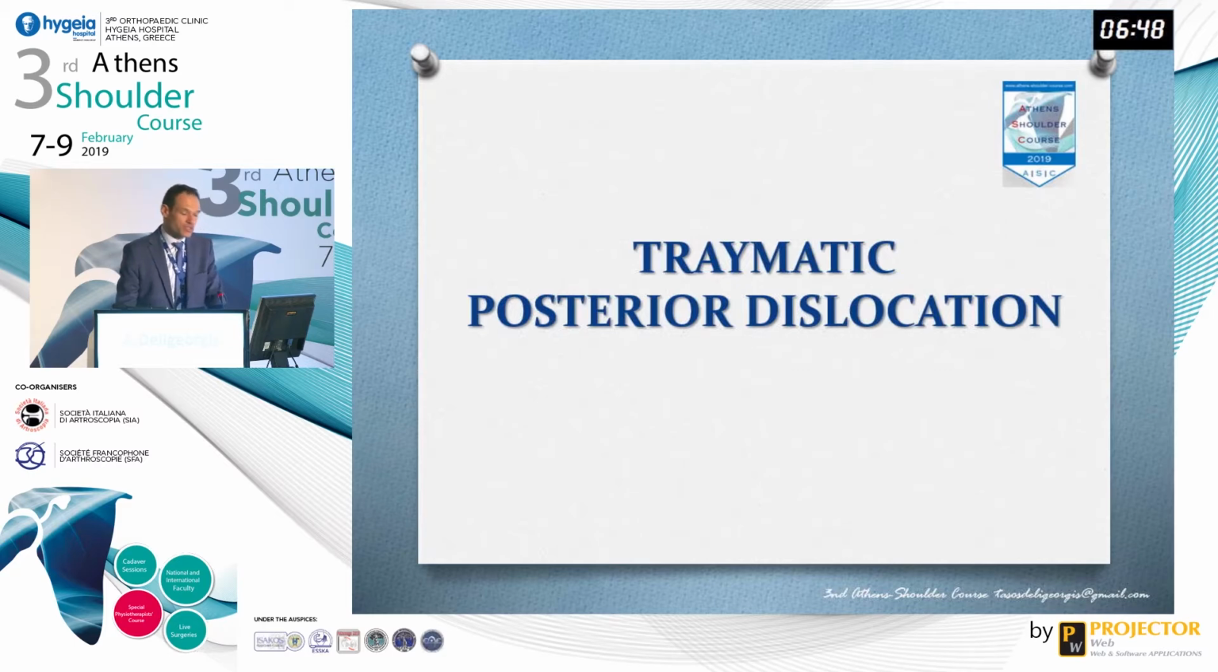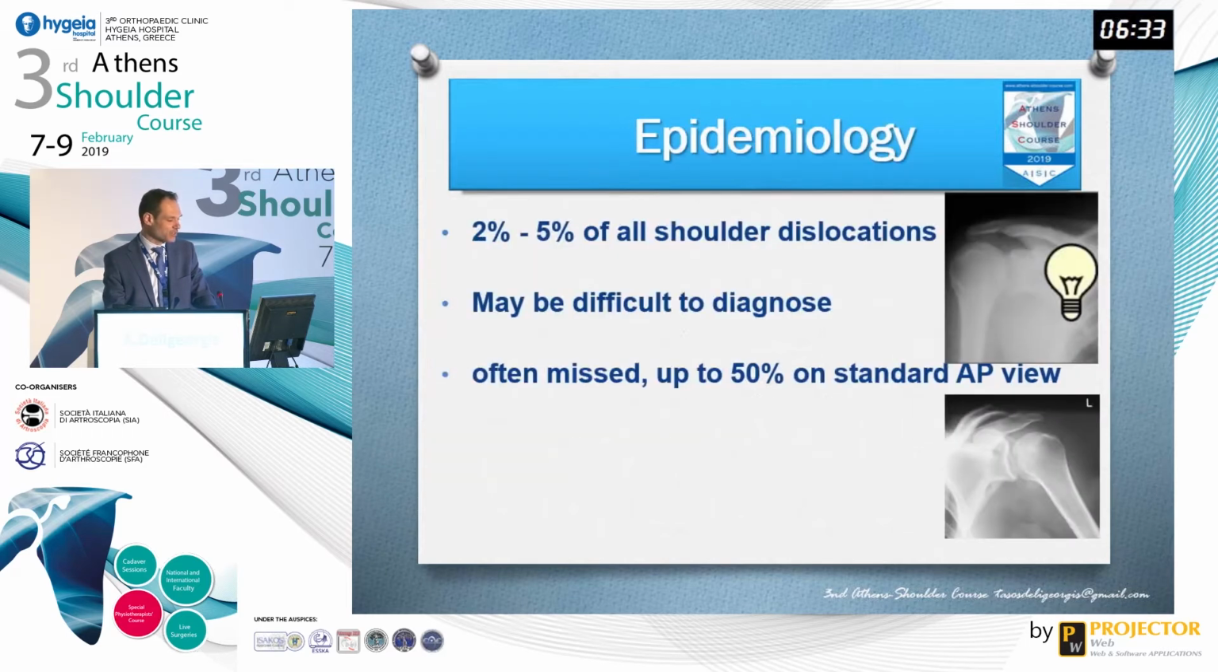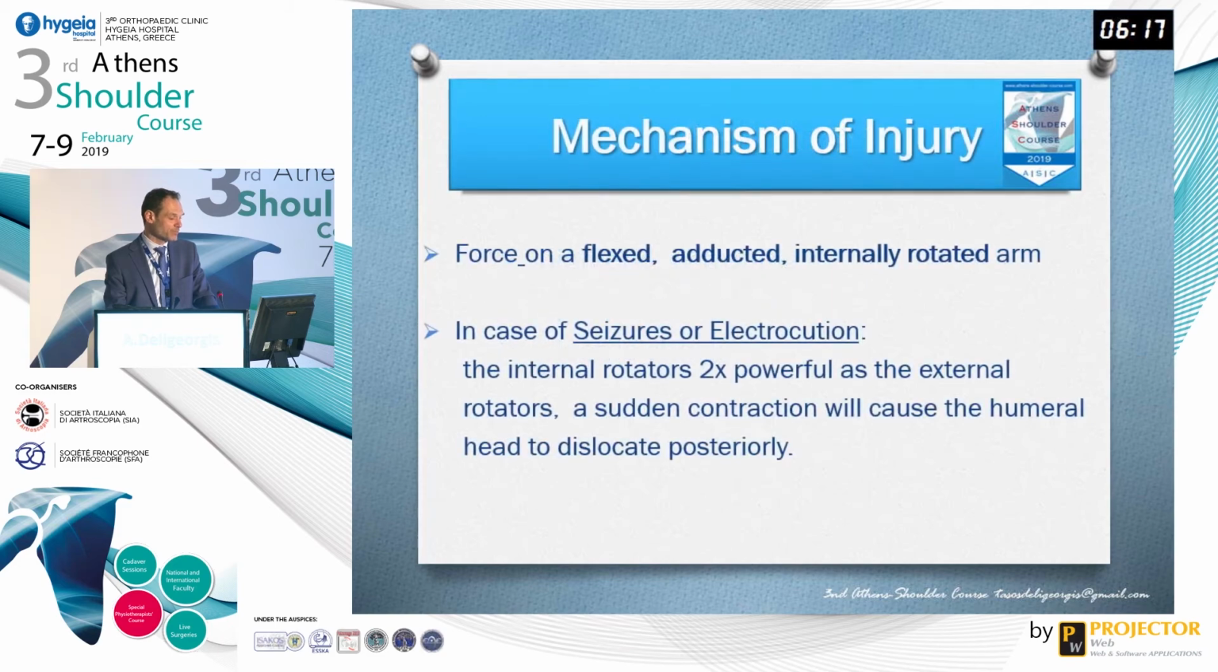Now, traumatic posterior dislocation. Well, first described by Hippocrates, and then Sir Astley Cooper described the posterior dislocation in a patient with a seizure, and in 1855, McLaughlin described a series of 37 patients with posterior instability before the advent of radiology. It's really rare, 2 to 5% of all shoulder dislocations. It may be difficult to diagnose, and it's often missed on 50% of standard AP views. It's caused usually by high energy trauma, but it can be caused by epileptic seizures or electric shock.